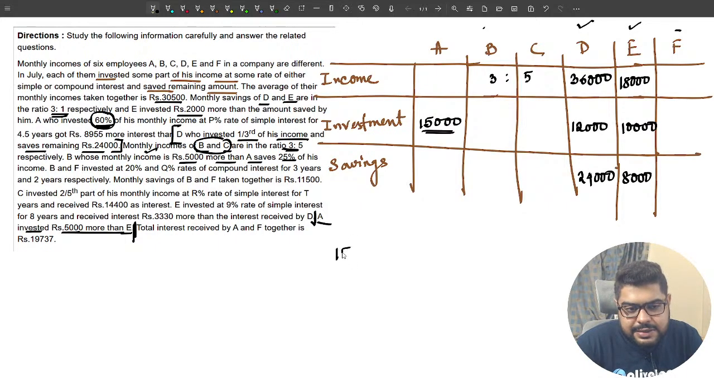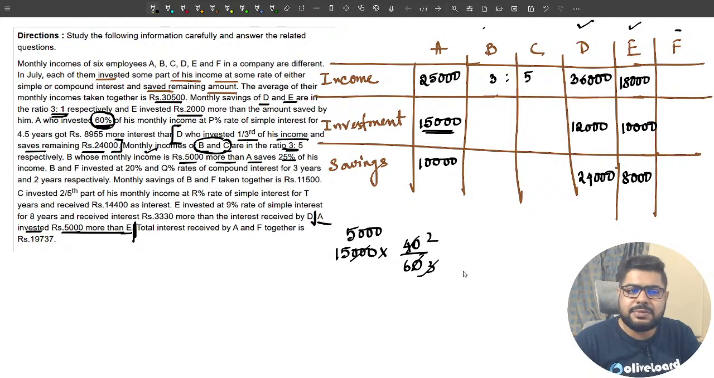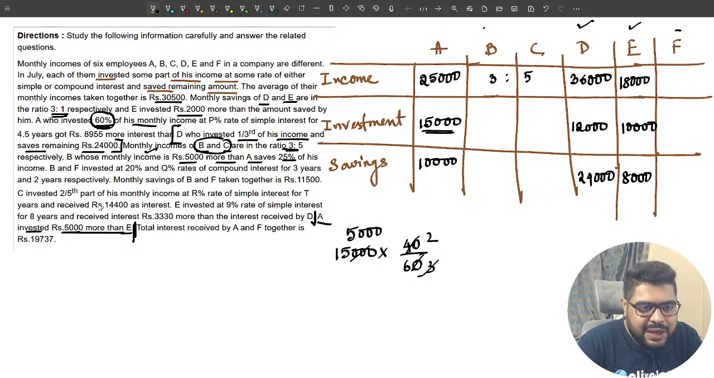So that means savings will be 15,000 into 40%, and this represents 60%, meaning 2/3. So if you do this, 10 will come, sir, 5,000 into 2. So this is going to be 10,000 rupees, and this is going to be 25,000 rupees. Look, we got something else. But again, A invested 60%, but the other part is about the interest. So not interested, sir. Not interested, sir. Now let's see. A saves 25% of his income.